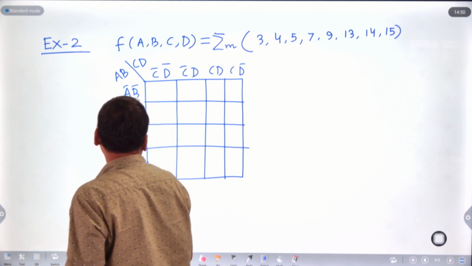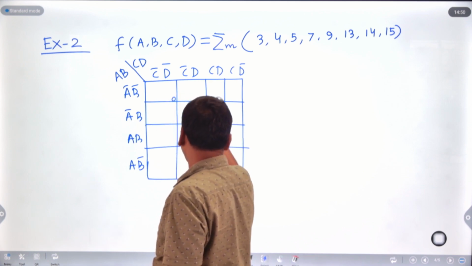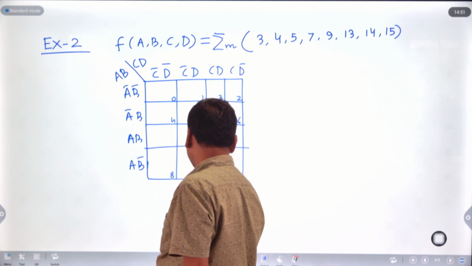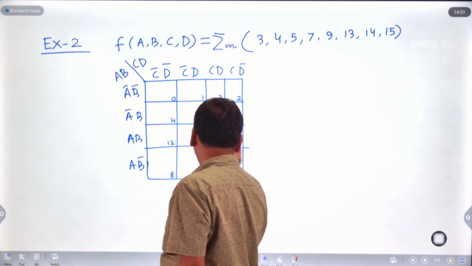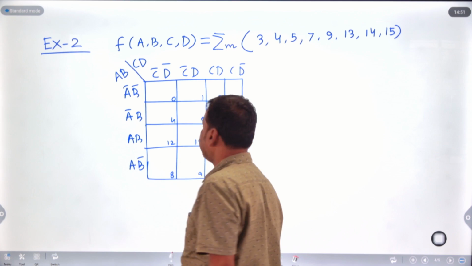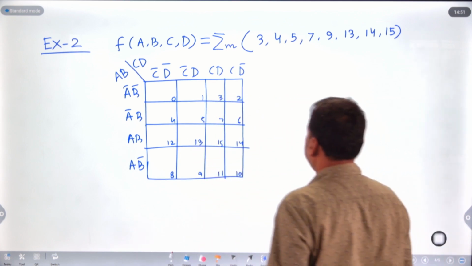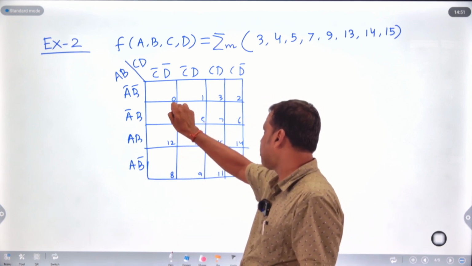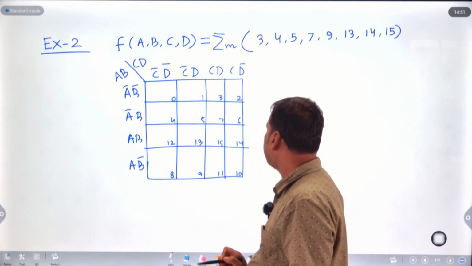Okay. So first of all, you know this particular square corresponds to the decimal 0. This is your 1, and this is your 2 and 3. This is 4, 5, 6 and 7, 8. This is your 9, and this is your 10 and 11. This is your 12, 13. This is your 14 and 15. You just need to know the position of each square. The position of each square means the decimal value. The position of this square corresponds to decimal value 0, and the position of this square corresponds to the decimal value 1, like this.